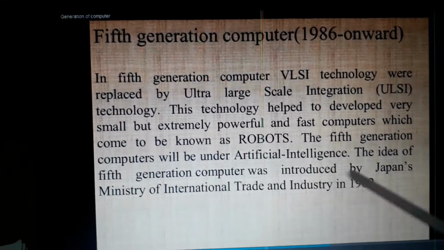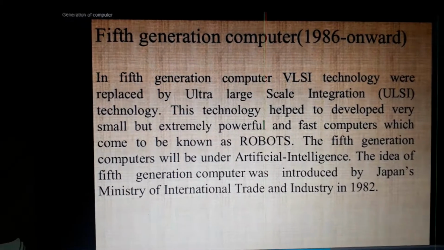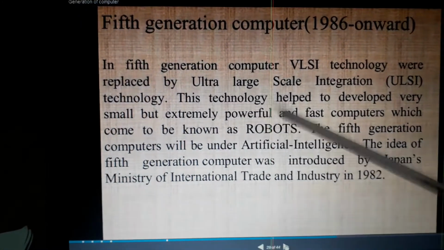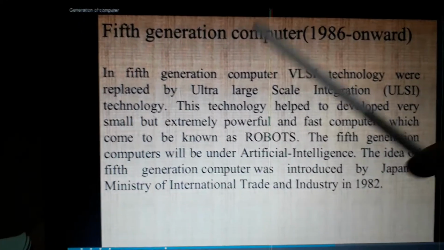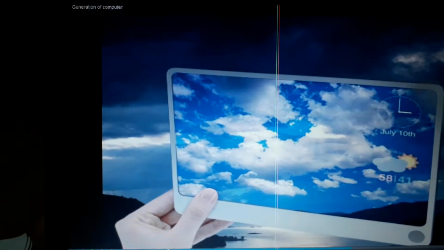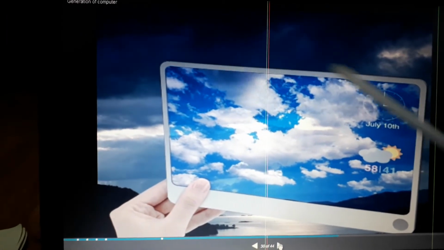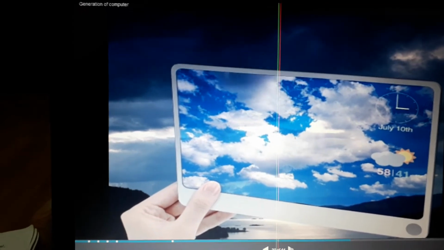The idea of the fifth generation came from Japan's Ministry of International Trade and Industry. So for trading purposes, even e-commerce, all these things started at this time only. They started businesses, commercial activity, everything started at this time. Likewise, your tab, your iPad, everything came at this time. Anything still to come will also come under 5G, the fifth generation only.